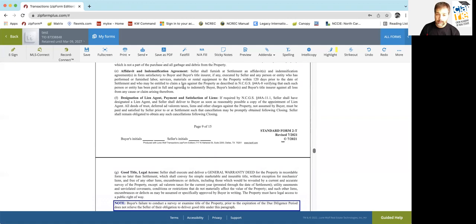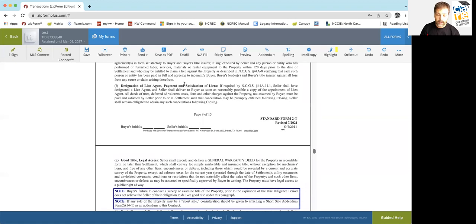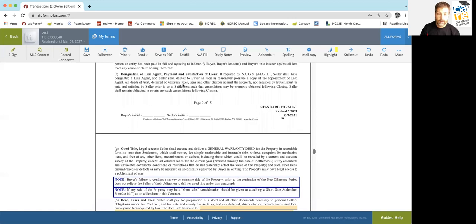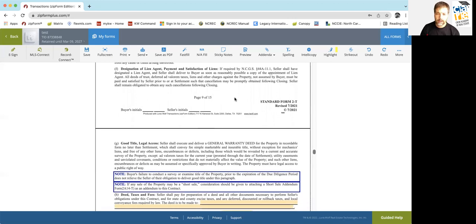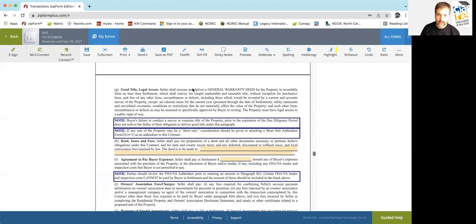There's an affidavit of indemnification, basically saying they are the seller and they are going to indemnify and not sue anybody in that capacity in conjunction with this relationship beyond what is addressed as a remedy in the contract. Designation of a lien agent as needed for certain appointments. If there is one, for example, new construction things have to have designation of a lien agent.